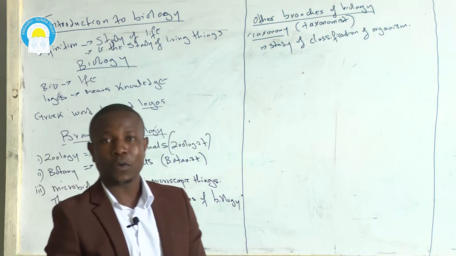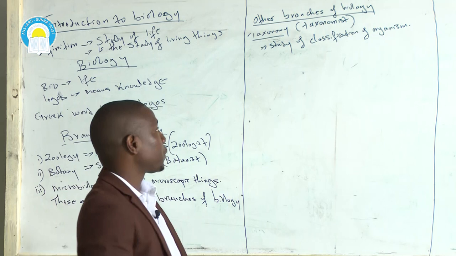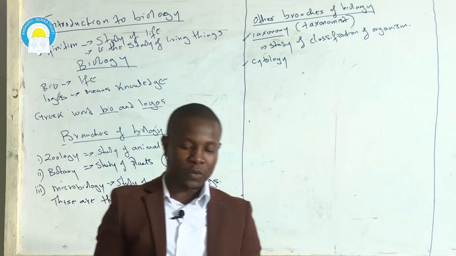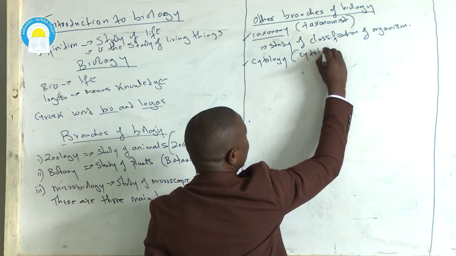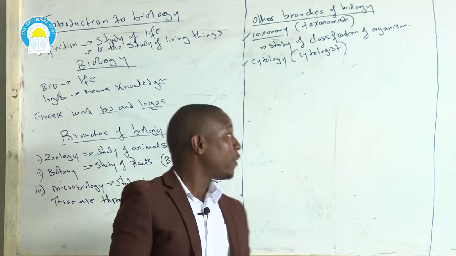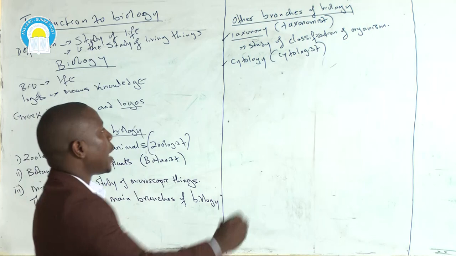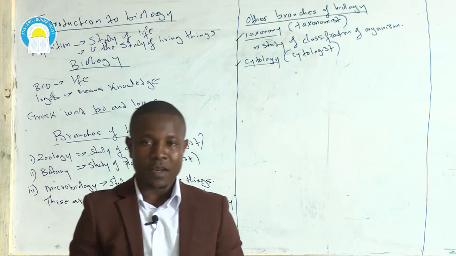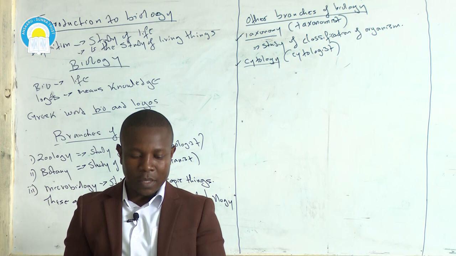Number two, we have cytology. The person who studies cytology is called a cytologist. Number two among the other branches of biology is cytology. So what is the definition of cytology? Cytology is the study of cells.